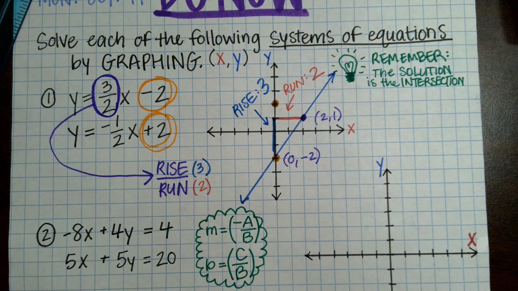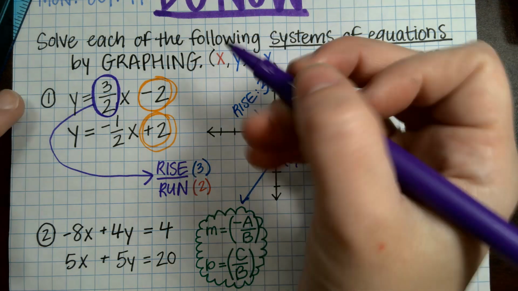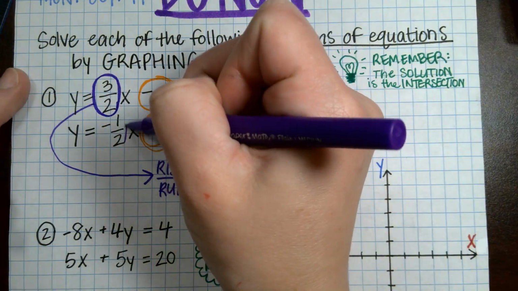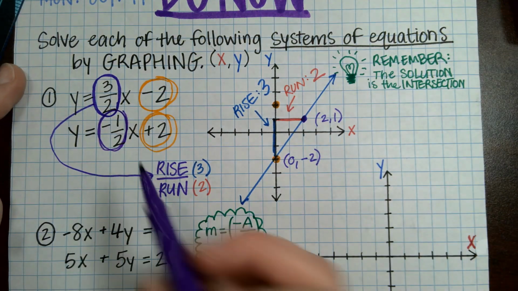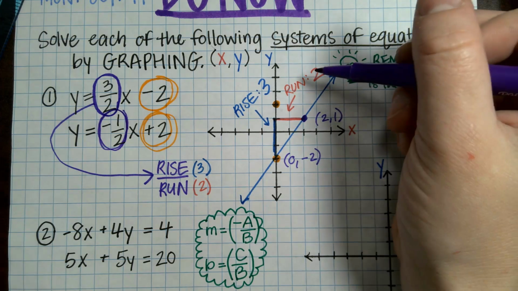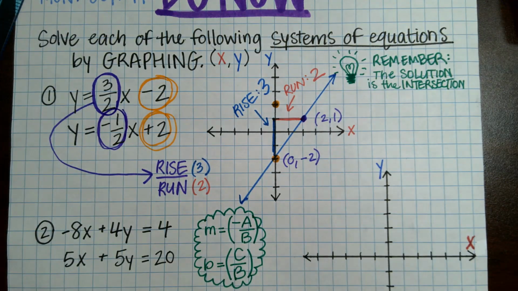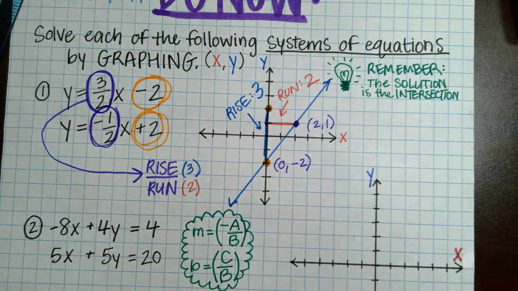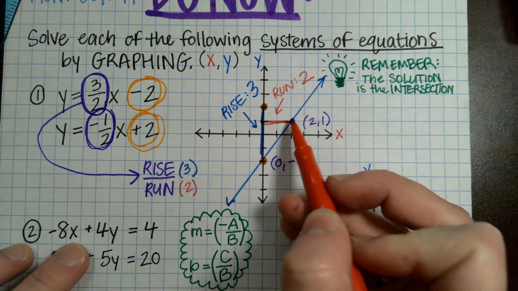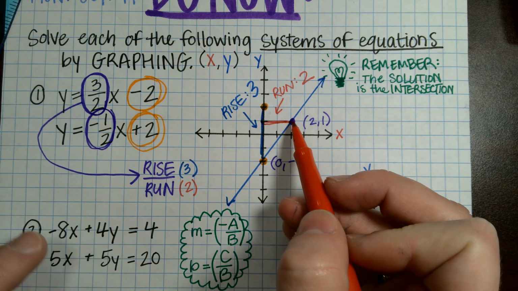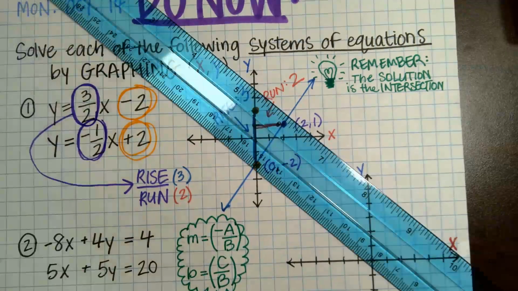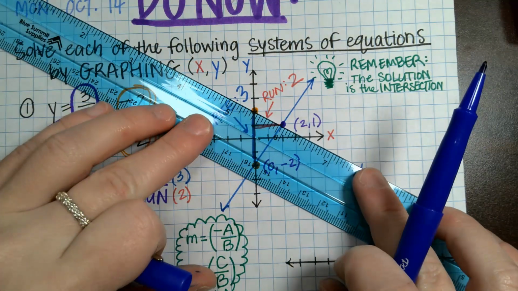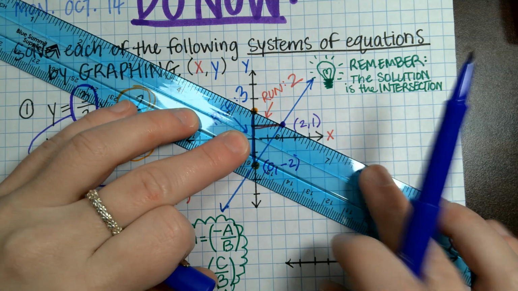Good. And what do we do next? Slope. What's our slope? -1 over 2. Good. Same thing, rise over run. So what's our rise? -1. So I'm going to go down 1. And what's our run? Over 2, and that actually lands us right here on the same second point as the first line. So we just need to connect the dots. And that's our solution. Good.